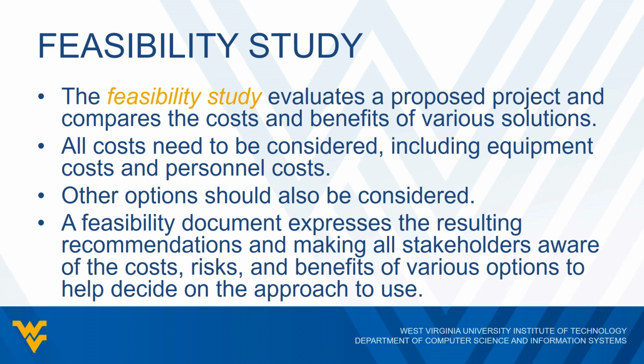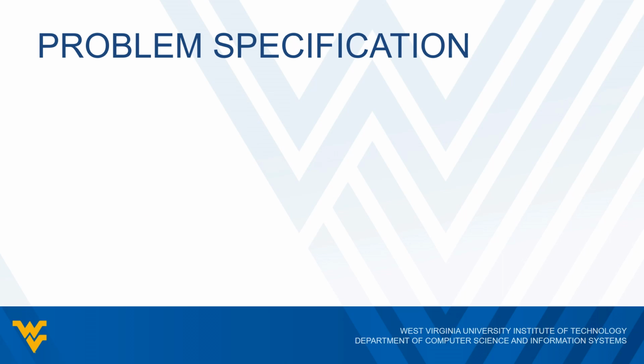The creation of this document can be a very complex process that involves considerations similar to what we would see in business or in law or management, economics, and so forth. The purpose of the feasibility study is to make all project stakeholders aware of the costs, the risks, and the benefits of various development paths as a guide for deciding which approach we're going to use. If we determine that the project is feasible and would benefit from a computer solution and that the software development is to go forward, then we can move to the next phase, which is the problem specification phase.